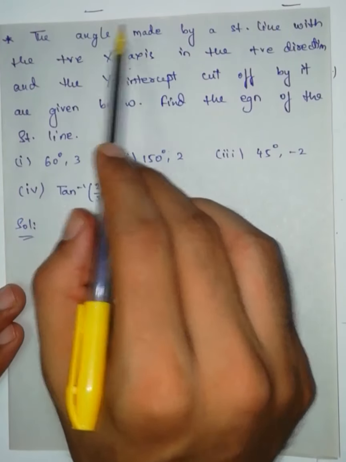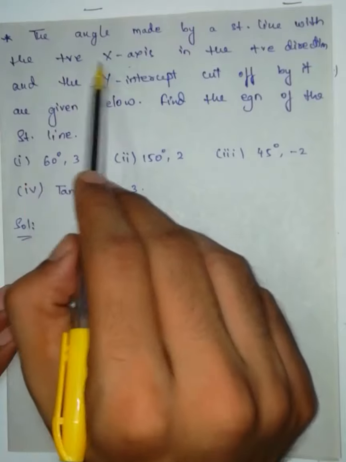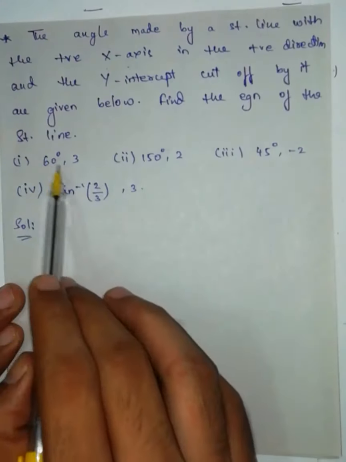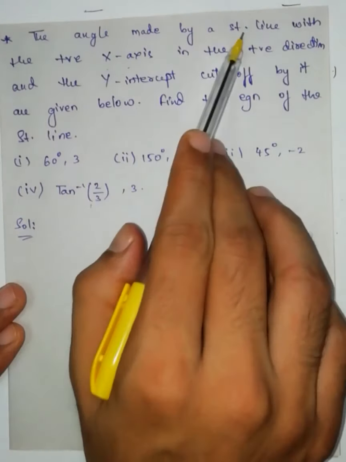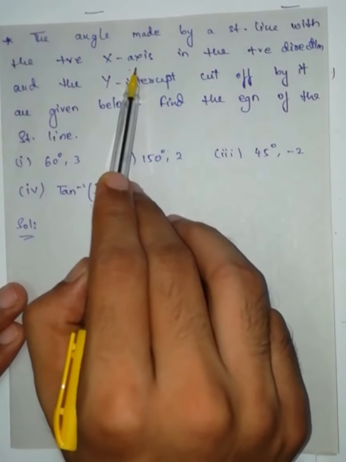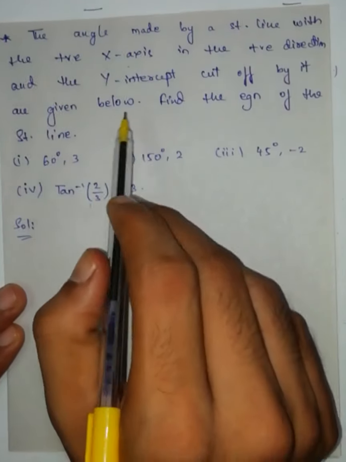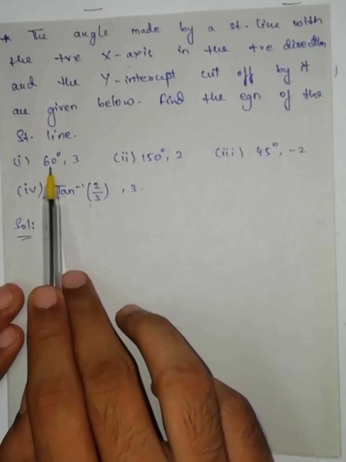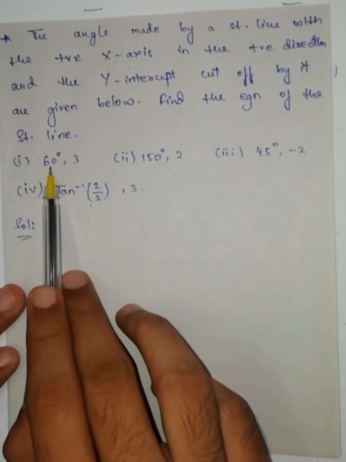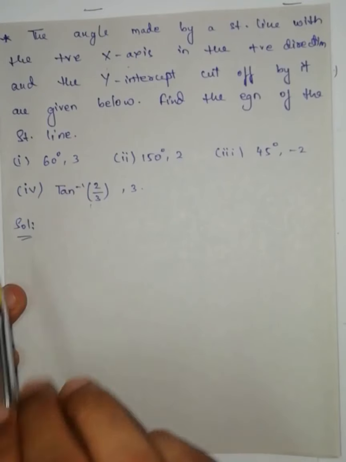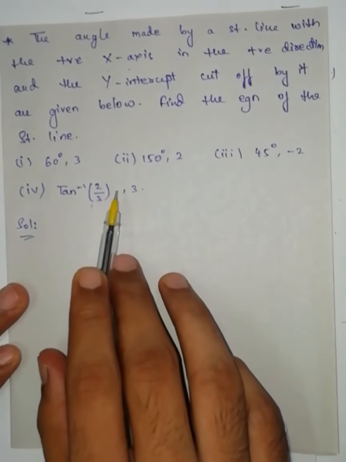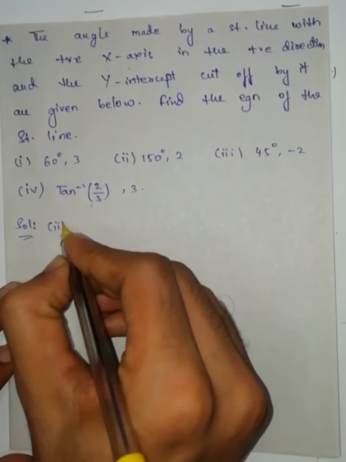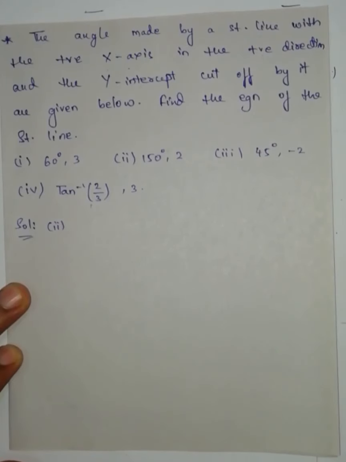Now the angle made by the straight line with the positive part of the x-axis in the positive direction, means these are the angles made by the straight line with the positive x-axis in the positive direction, and the y-intercept are given below. These are the angles made by the straight line with the positive part of the x-axis in the positive direction, and these are the y-intercept. Out of these 4, I will solve 2 and the remaining will be homework. I am going to solve the second one.